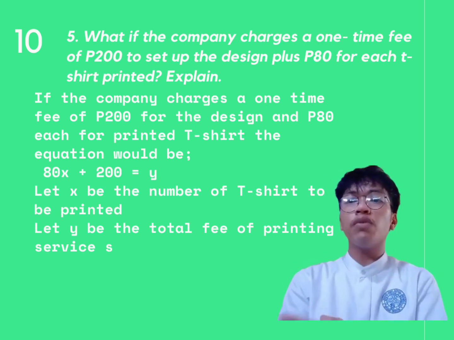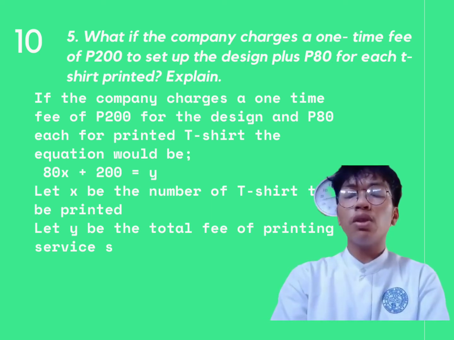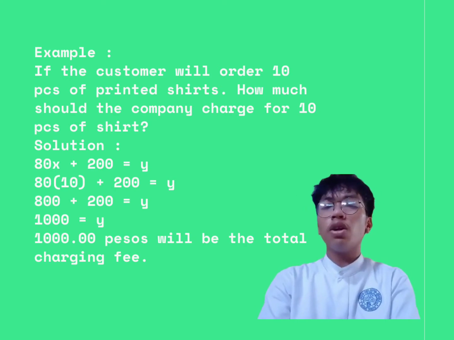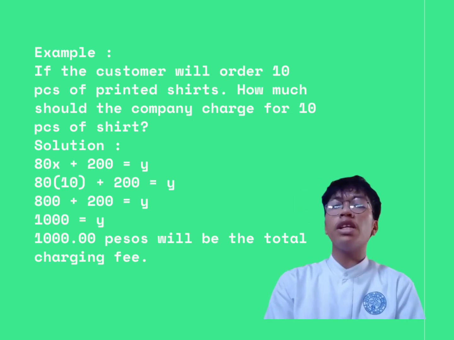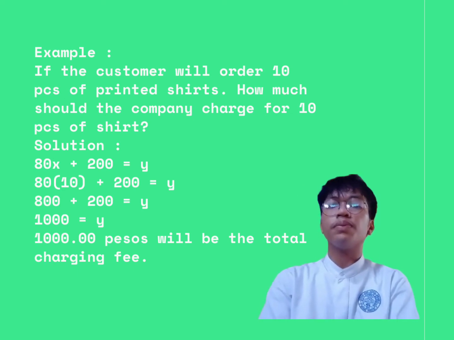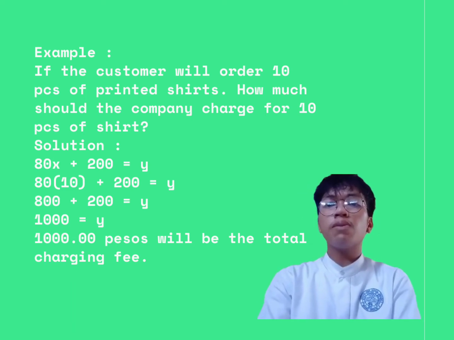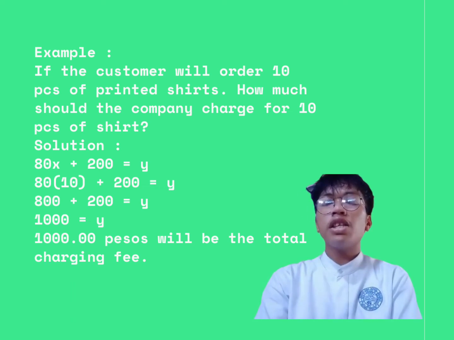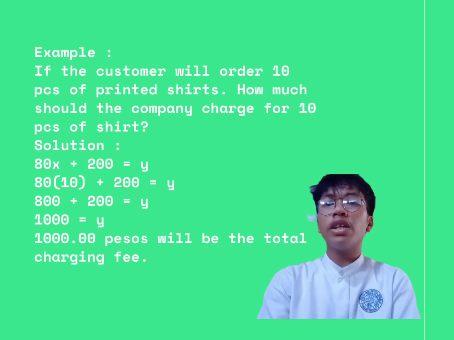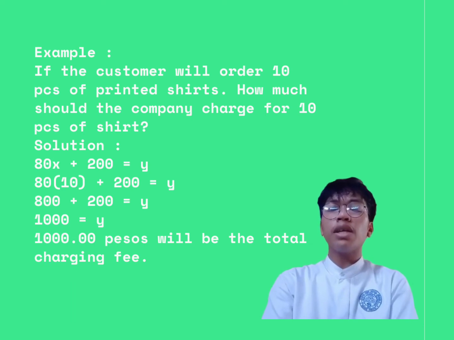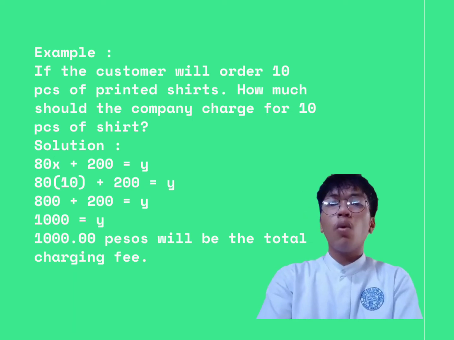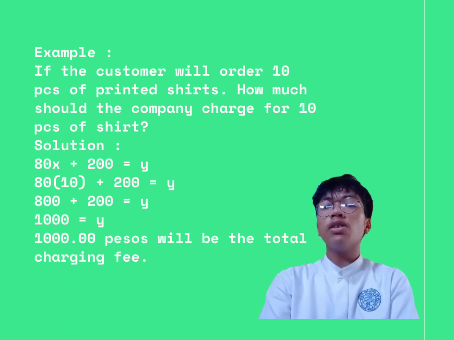Let x be the number of t-shirts to be printed. Let y be the total fee of printing services. Example: if the customer will order 10 pieces of printed shirts, how much should the company charge for 10 pieces of shirt? Solution: 80x plus 200 is equal to y. 80 times 10 is 800, plus 200 is equal to y. 800 plus 200 is 1,000. So 1,000 is equal to y. 1,000 pesos will be the total charging fee.